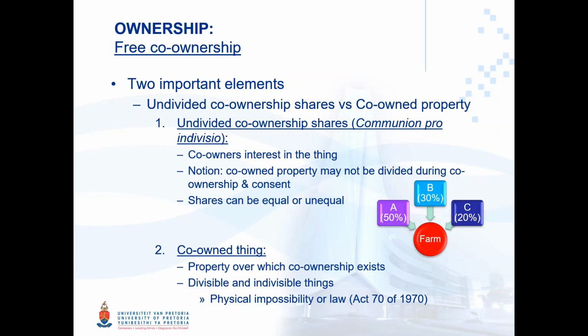In the context of co-ownership, The Subdivision of Agricultural Land Act, which refers to Act 70 of 1970, plays a role when thinking about the divisibility of agricultural land under free co-ownership, specifically when the co-owners look to terminate the co-ownership and subdivide the co-owned agricultural land. We will have a look at this when we get to co-ownership remedies.